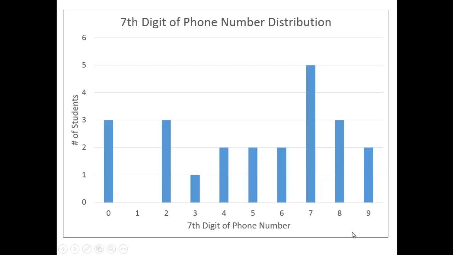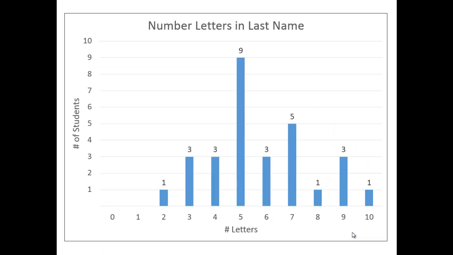One more chart. Can look at last names here, at least according to our directory, and I can count the number of letters in them. So we had 1 student with a 2 letter last name, 3 with 3. The most common number of letters in a last name was 5. We had 9 students with that number. Sorry, we had 9 students with 5 letters in their last name.